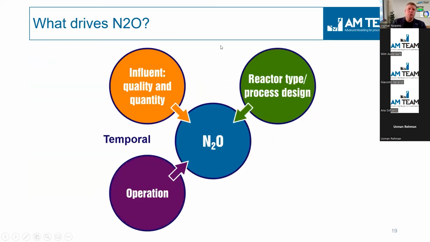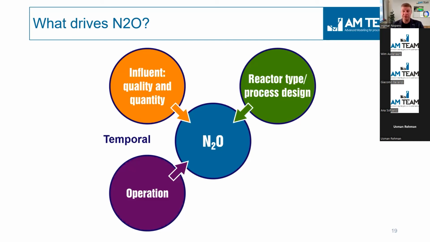So when we look at that, what is then driving the N2O production? Well, you have several parts that have an impact on that. First of all, you have your influent that has a certain load, a certain quality, and a certain quantity, a certain flow rate, which is not fixed. It's varying in time. Then you also have the type of the reactor.